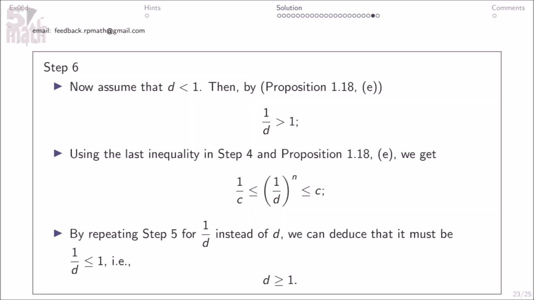Step 6. Now, assuming that d < 1, then, by Proposition 118e, 1/d > 1. Using the last inequality in step 4 and Proposition 118e, we get 1/c ≤ (1/d)^n ≤ c. By repeating step 5 for 1/d instead of d, we can deduce that it must be 1/d ≤ 1. That is, d ≥ 1.